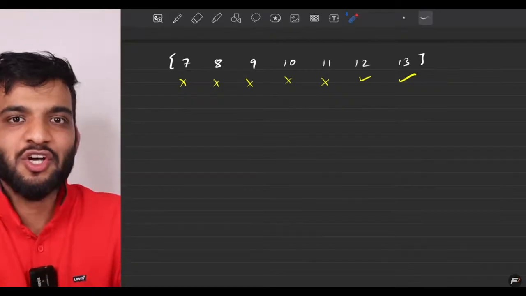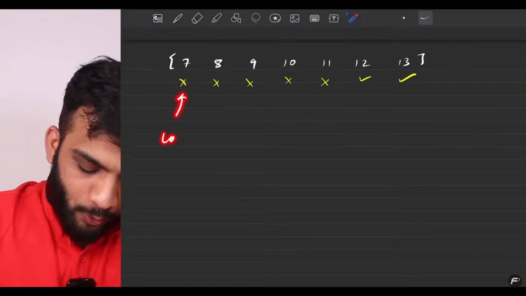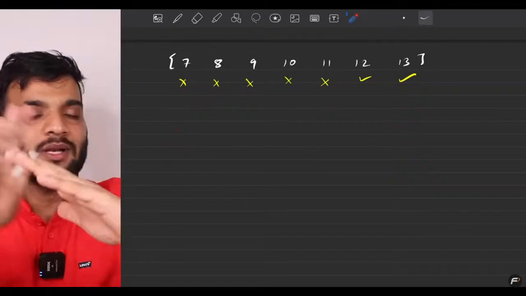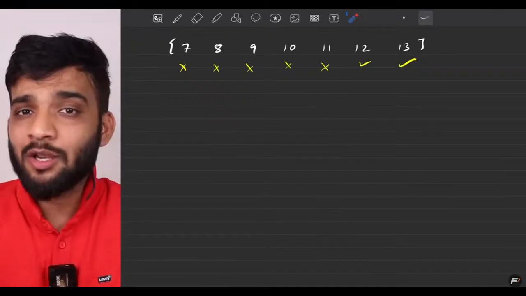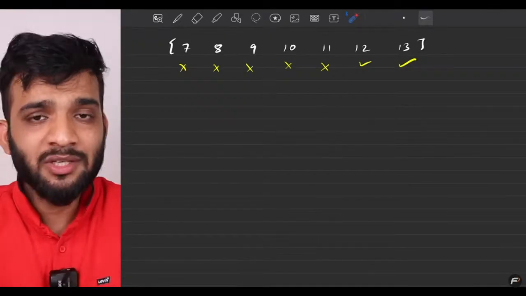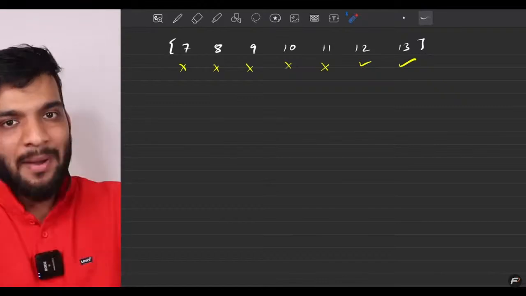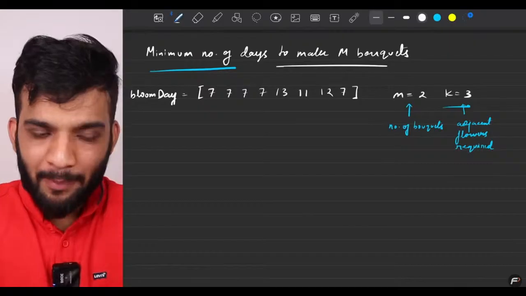Yes, binary search. We straight away apply binary search by saying this is my low, this is my high. I know where it is possible and where it is not possible. So you can pause the video right away and try out the binary search solution. In case you are having problems or want to verify, you can come back and watch it from here again by doing a fast forward. Okay, so time for binary search.